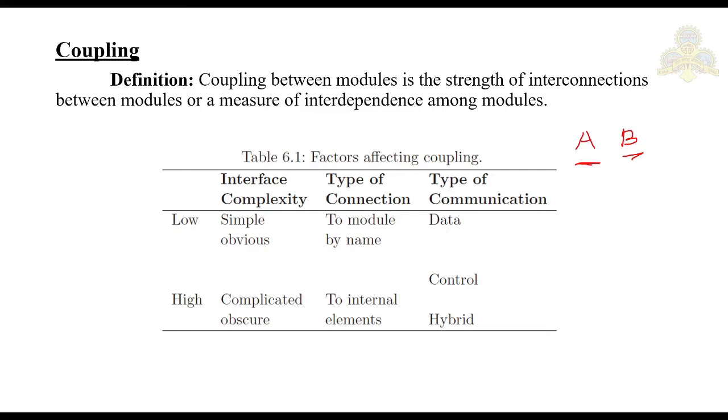The last factor affecting the coupling is type of communication. The type of information flow along the interfaces is the type of communication. There are two kinds of information that can flow along the interface. One is data, another one is control. Passing or receiving control information means that the action of the module will depend on this control information, which makes it more difficult to understand the module and provide its abstraction.